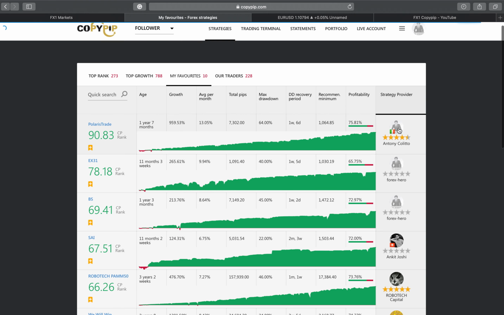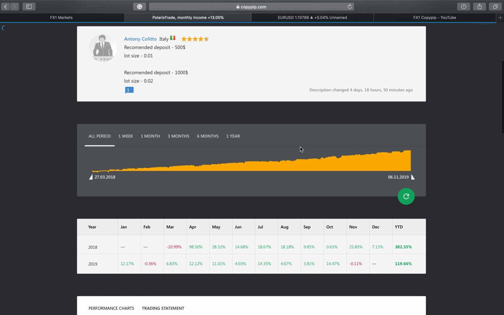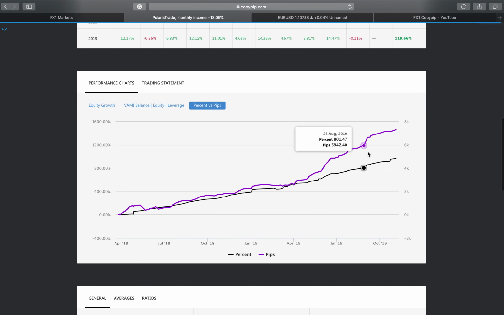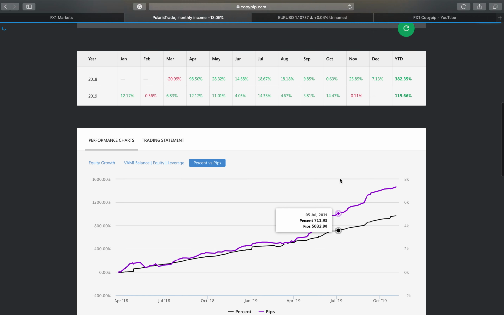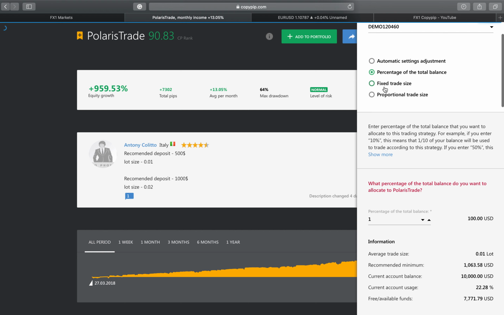My favorite. Okay, the next guy I want to follow. I just read the portfolio, everything. I check percent vs pips because this is actually one of the criteria that affects the options that you want to follow, the adjustments. So if this is parallel, you need to use a specific way of following. If it's parallel, you need to actually use fixed trade size, which I'm gonna explain.